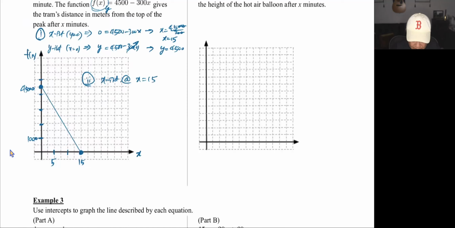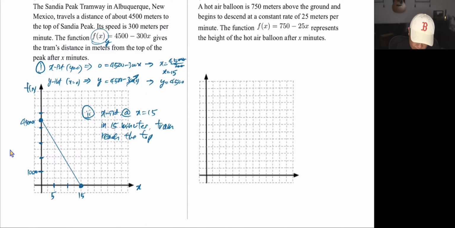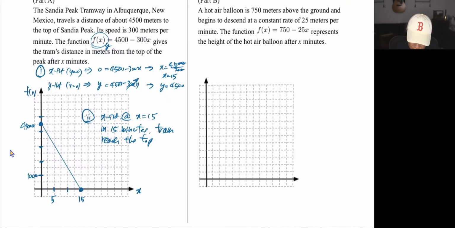In 15 minutes, the distance between the tram and the top is 0. It means the tram has reached the top, right? So the tram reached the top of Sandia Peak.